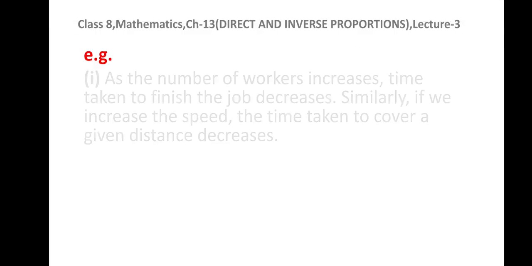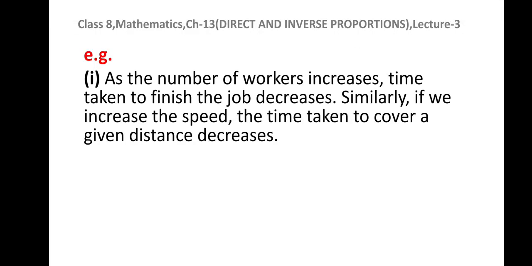For example, as the number of workers increases, time taken to finish the job decreases. Obviously, if I have more workers to do a particular task, then I will be able to complete that task in less time. Similarly, if I increase the speed of my vehicle, the time taken to cover a given distance will decrease. I will be able to reach my destination earlier.